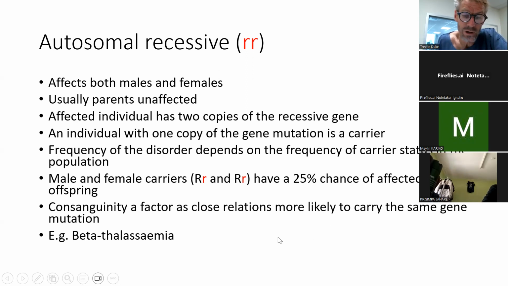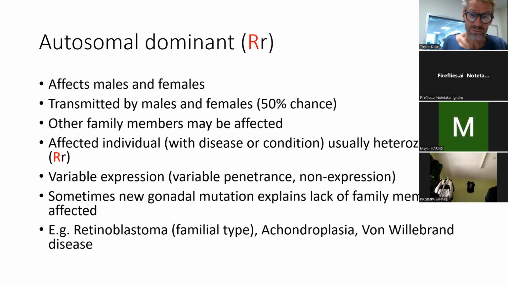The reason why recessive conditions are more common in some communities is consanguinity, and that allows a recessive condition to circulate around the population, and occasionally you'll have an affected offspring. Now, beta thalassemia is a common condition that is autosomal recessive, so you need to know quite a bit about that.